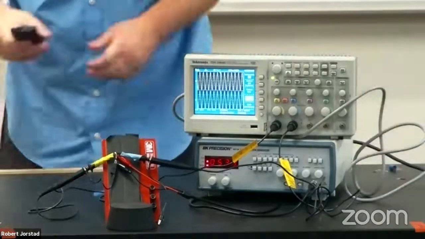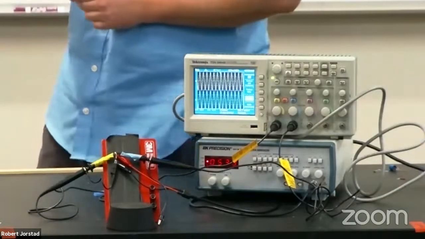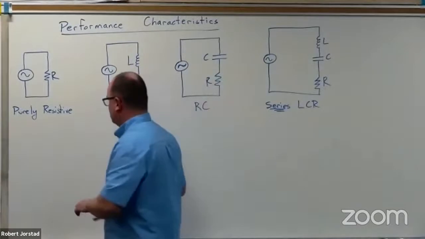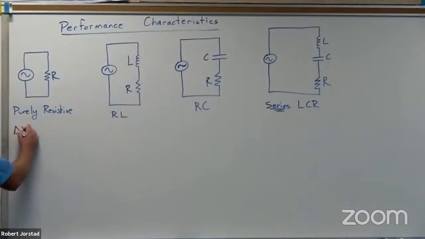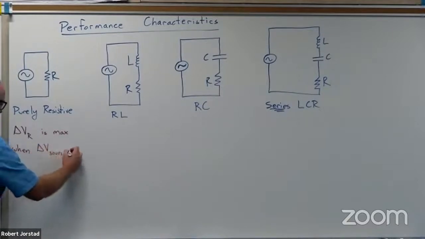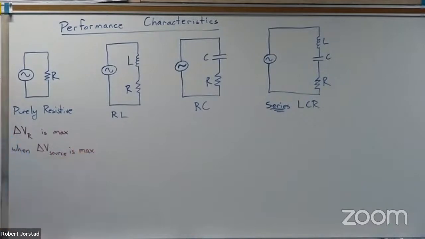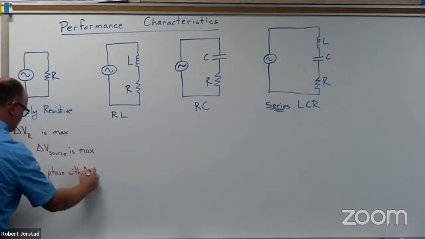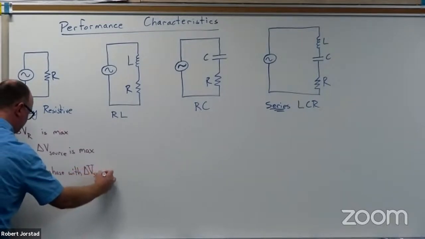So what have we discovered here? Let's write up our comments on the board so we don't get lost. What did we discover? Voltage across the resistor is max when voltage across the source is max. Nothing exciting. What we would say is delta V_R in phase with delta V source. All right.